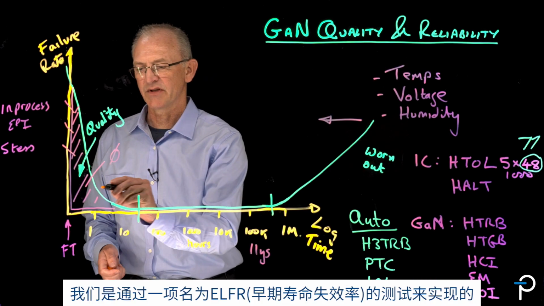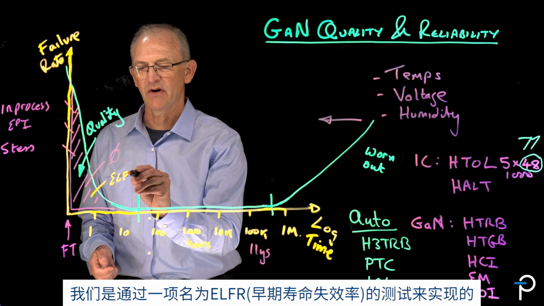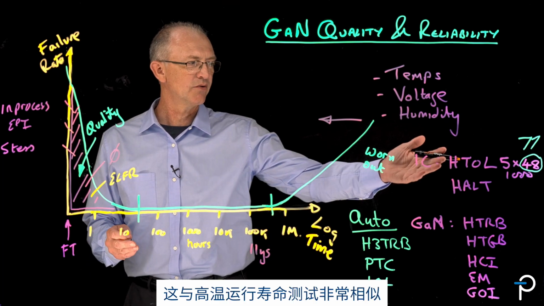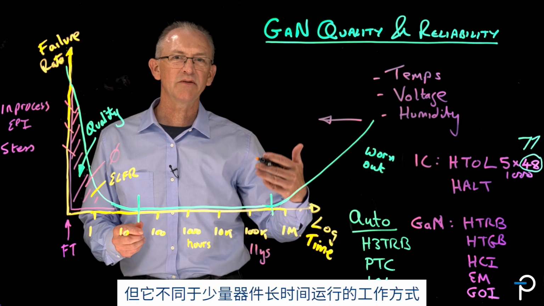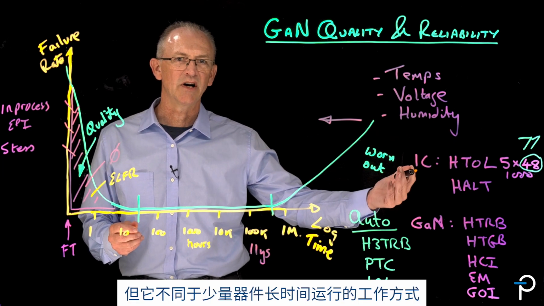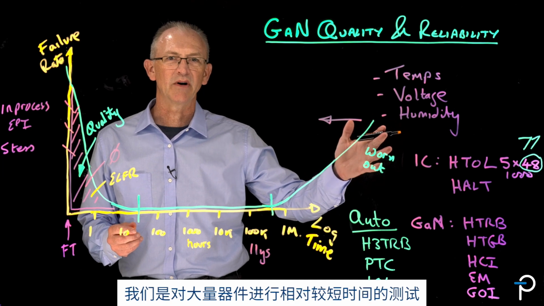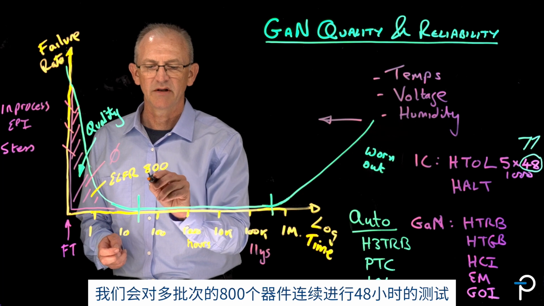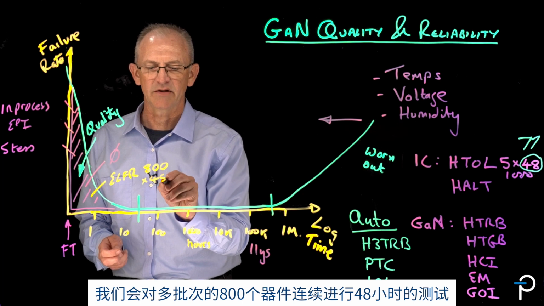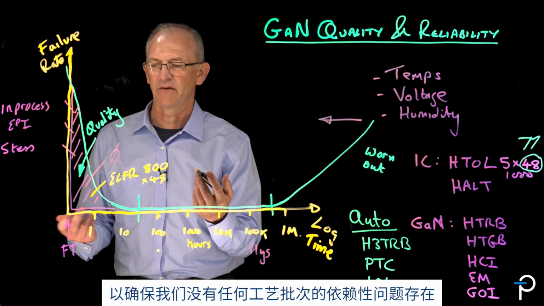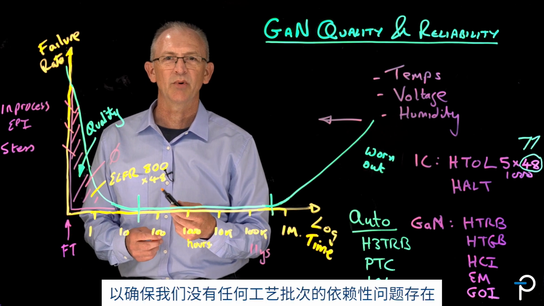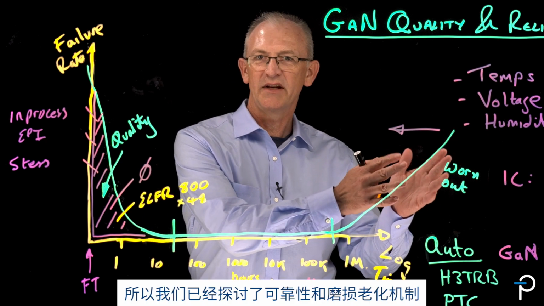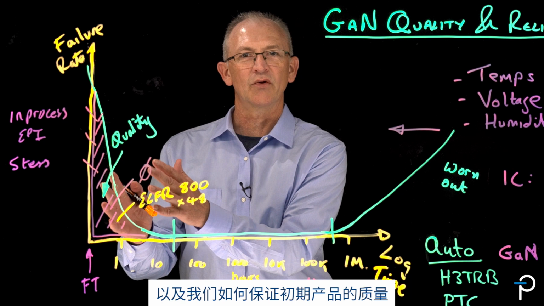And the way we do that is with a test called ELFR, early life failure rate. And that's highly analogous to high temperature op life, but instead of doing a small number of parts for a long time, we do a large number of parts for a relatively short time. And in this case, it's 800 parts for 48 hours, multiple lots obviously to ensure that we don't have any process lot dependencies.